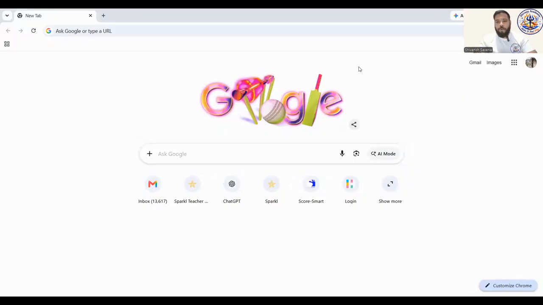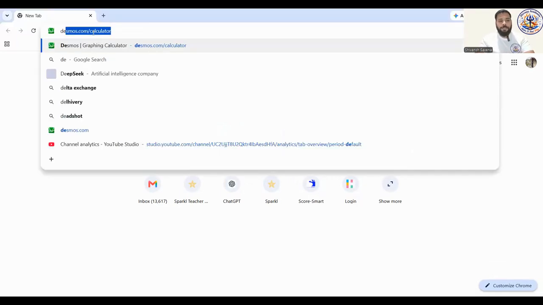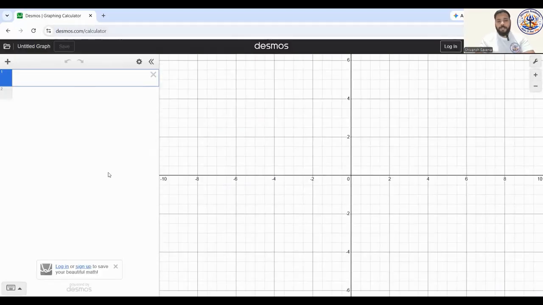So first of all, what is DESMOS and why exactly do we need it? And also how to get to it. DESMOS is basically a graphing calculator, but it is not just limited to graphs. You can also use it for basic calculation tricks. So we go to Google, we type desmos.com/calculator, and this is how the interface of DESMOS looks.